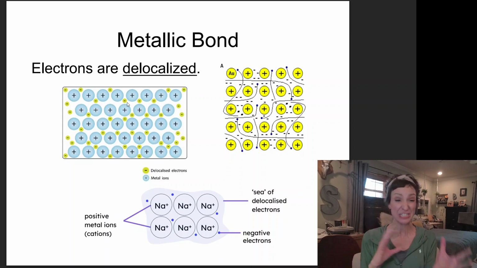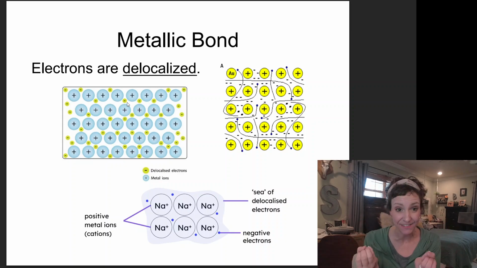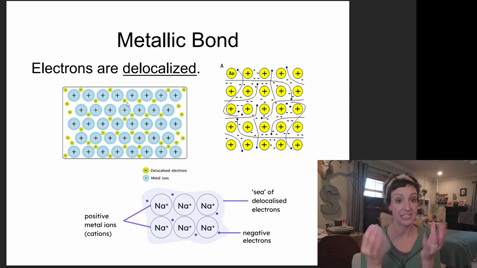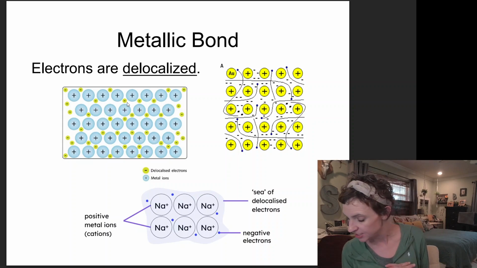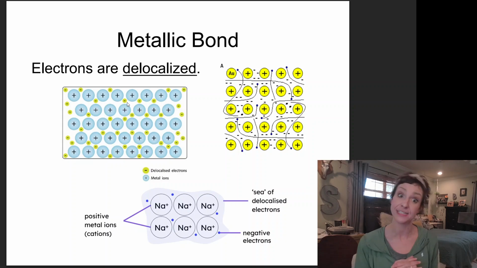So any sort of attraction between a positive thing and a negative thing is what's called an electrostatic attraction. And some of you guys are like, oh my gosh, on my notes page, it looked like every single one of my bond types had some sort of electrostatic attraction. Yes, that's the essence of any type of bond: an electrostatic attraction.